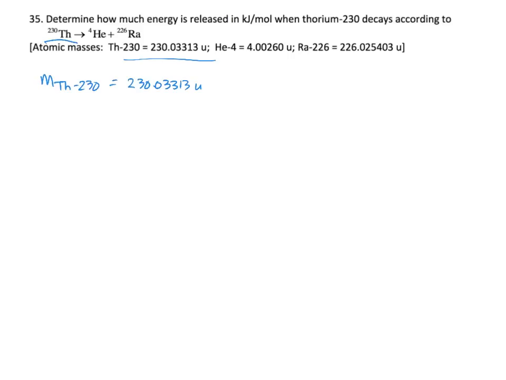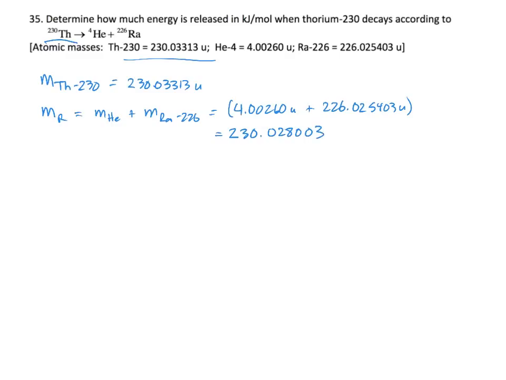230.03313 U. The mass on the right, and just put Mr, is going to be equal to the mass of the helium-4 plus the mass of the radium-226. Both of those are given in the question. 4.00260 U plus 226.025403 U, and that sums up to 230.028003. We're hanging on to a lot of sig figs in this example.